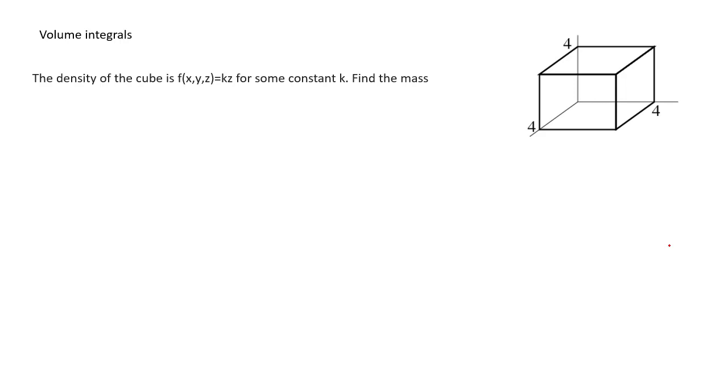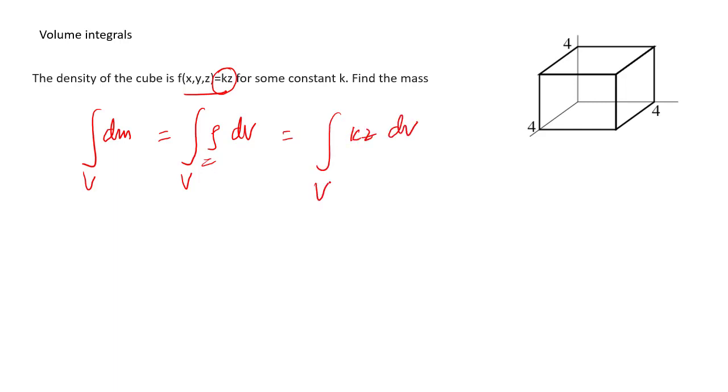So here let's do a simple example. Suppose we have a cube here. Now the cube is of length 4, and we are given that the density here is kz, where k is some constant, and we have to find the mass. So to find the total mass, we integrate dm over the entire volume. So then we have dm is equal to rho dv, right, over the entire volume, and our density is given by kz, so we're going to do kz over the entire volume, right.